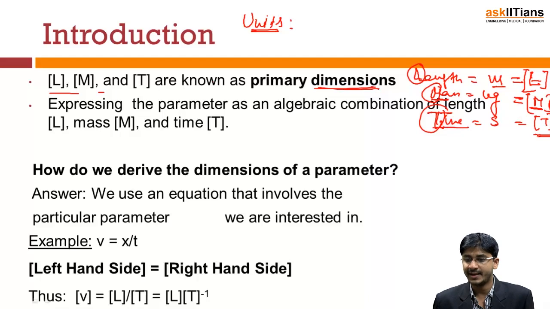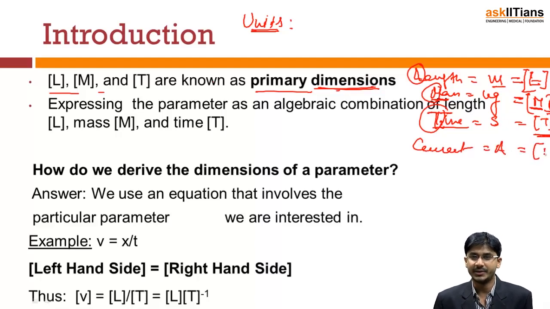If this is L for length, and this is M for mass, capital M, and this is T for time, you can remember it like that. These are called primary dimensions because these dimensions will be used very commonly. Most commonly we will use these primary dimensions.